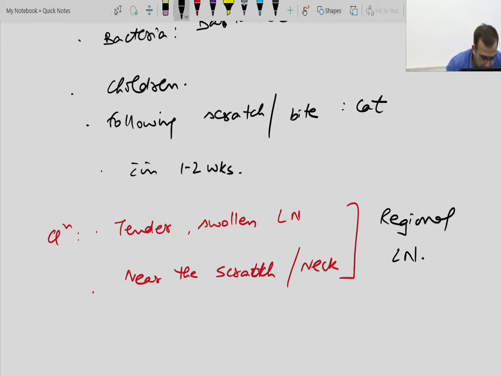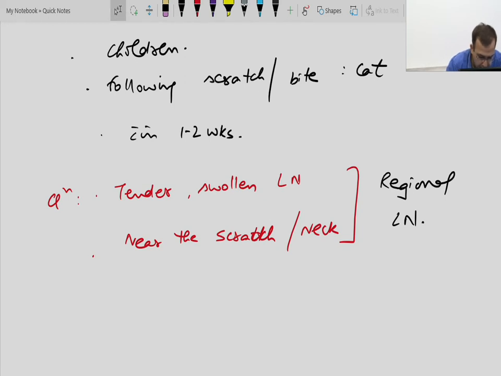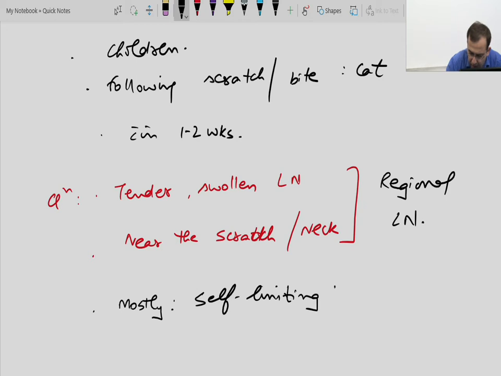Next point. It is mostly a self-limiting disease. Self-limiting in what time period? Within 1 month. Self-limiting means that it resolves spontaneously.